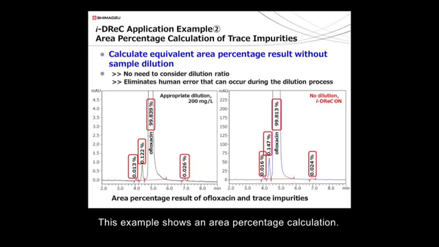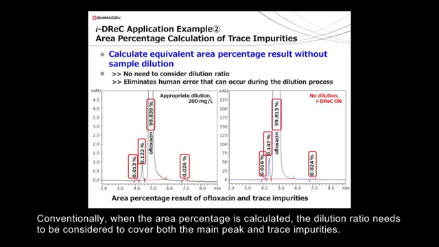This example shows an area percentage calculation. Conventionally, when the area percentage is calculated, the dilution ratio needs to be considered to cover both the main peak and trace impurities.